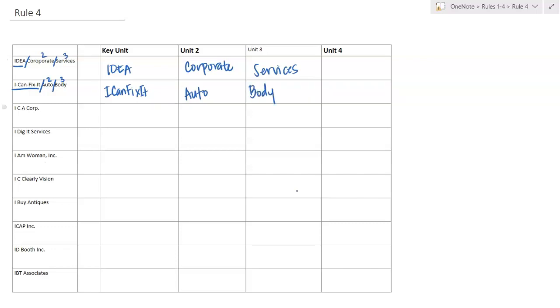For ICA Corp, there are spaces, so each is a separate unit. So here my key unit is I, C is unit 2, A is unit 3, and Corp is unit 4. Here we have I Digit Services. There are spaces, so each one is a separate unit.